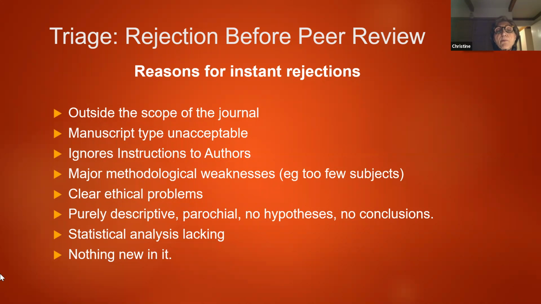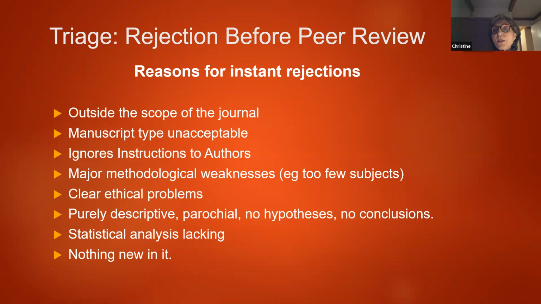Purely descriptive, they're parochial, no hypotheses, no conclusions. Usually poorly written or poorly constructed research. Statistical analysis lacking or totally wrong. You know, most journals have experts on statistics on their reviewer panel, and they'll send these papers to folks like that.